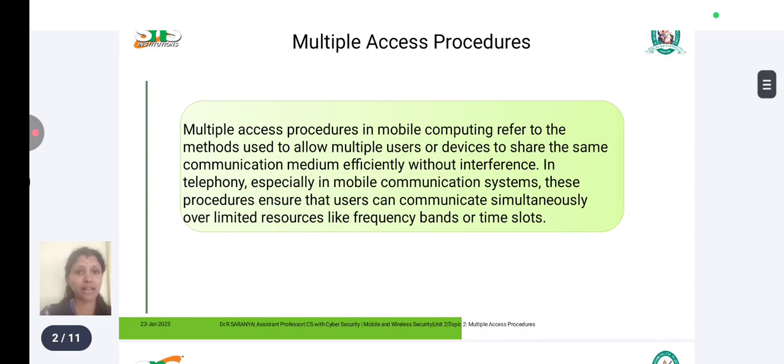What is meant by multiple access procedure? In mobile computing, the multiple access procedure refers to some methodologies that allow multiple users or multiple devices to share the same communication medium in an efficient way without any interference. In telephony, especially in mobile communication systems, these procedures ensure that users can communicate simultaneously over limited resources like frequency bands, or what we call time slots.